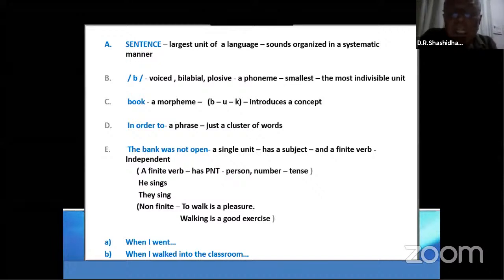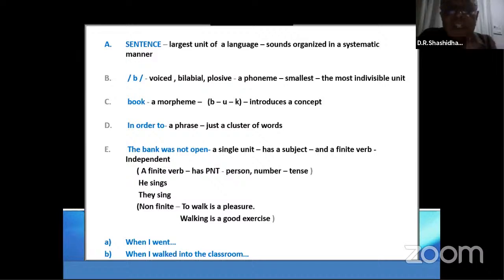You call it an independent clause or a main clause. Why do you call it a main clause? It has a subject and a finite verb. What do you mean by a finite verb? To make it easy for you, for all the teachers, because I had a tendency to forget one of them, I coined an abbreviation. What does a finite verb consist of? It has PNT, person, number, and tense.